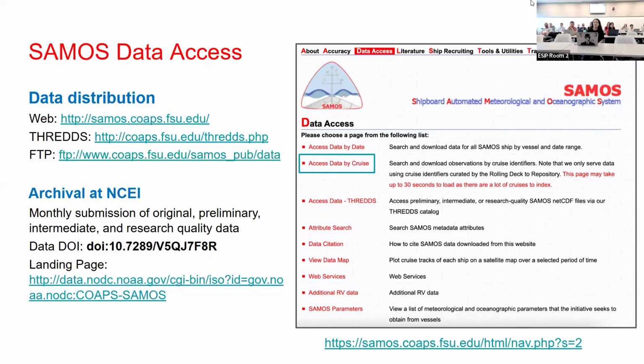We also make our data available through THREDDS and FTP servers. And we also archive the data at NCEI each month. So it's available from multiple sources, and any user is allowed to obtain data from us of any quality. So if you're interested in the raw data or just the automated QC data, but not the visual one, or if you want fully research-level high quality data, all of that is very readily available.